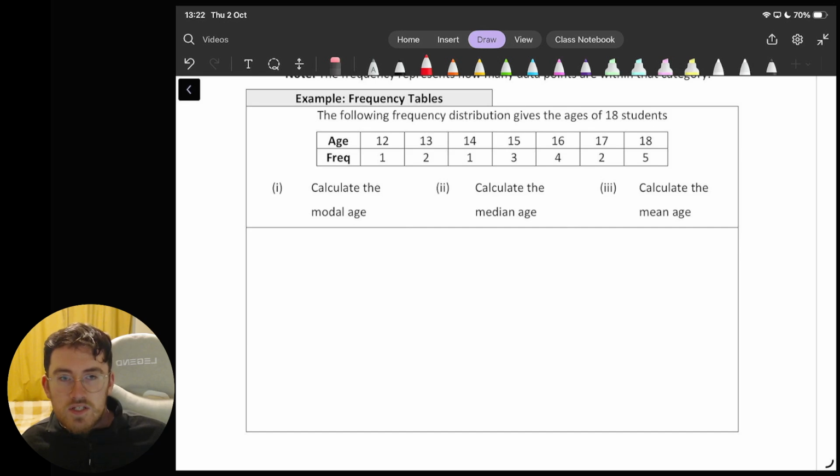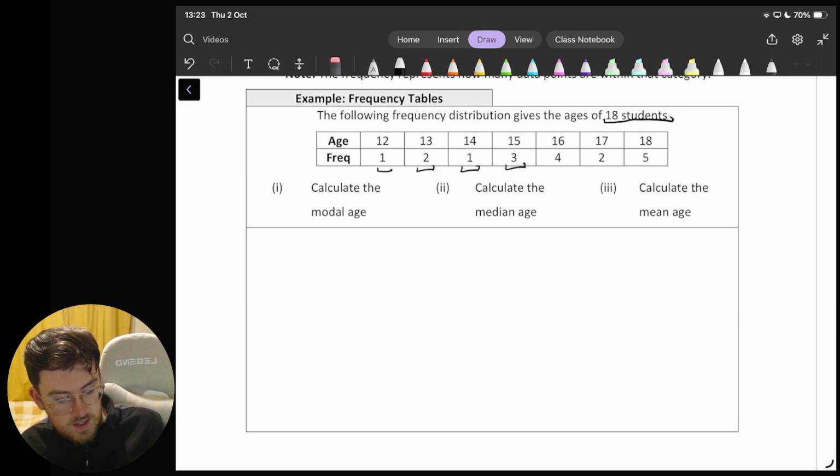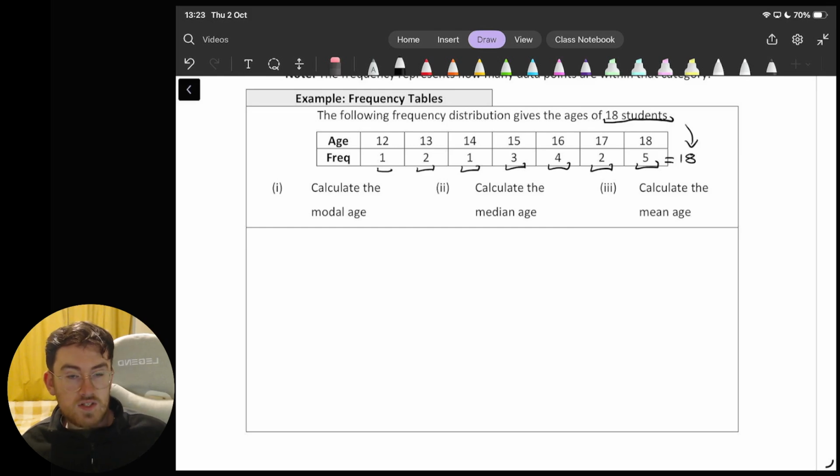So let's apply all of this knowledge to an example. The following frequency distribution gives the ages of 18 students. The fact that there are 18 students is tied to the frequencies, because these are each of those 18 students grouped into their various ages. So the total of my frequencies should match up with how many students I have. That's important because it's going to be used in some of these calculations. The first thing we're asked for is the modal age. That's the mode, the one that's there the most, and here that's going to be 18 because it has the highest frequency.